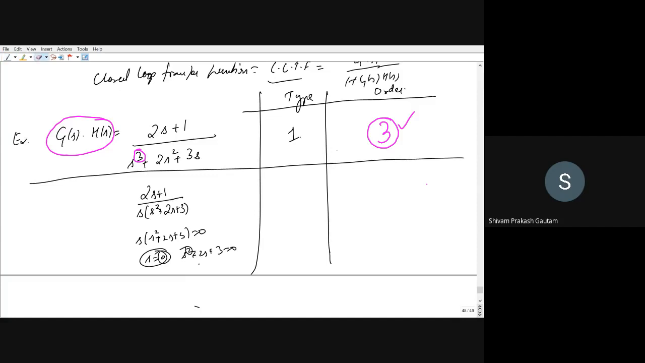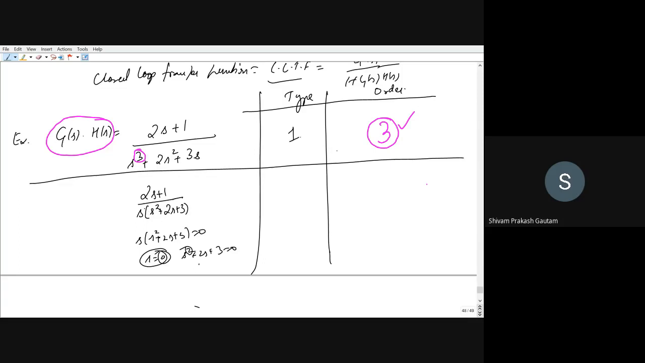Have you got this, or should I explain it again, or should I take another example? Sir, can you explain it again? Okay, how do you define the type of a system? The number of poles at origin. How will you define poles? Poles are given by the denominator.